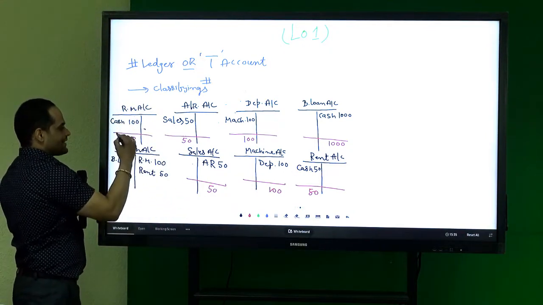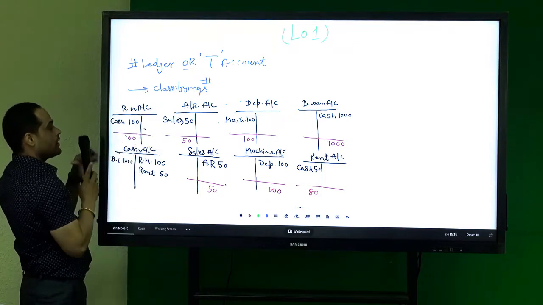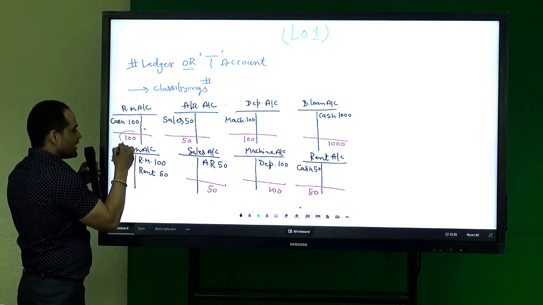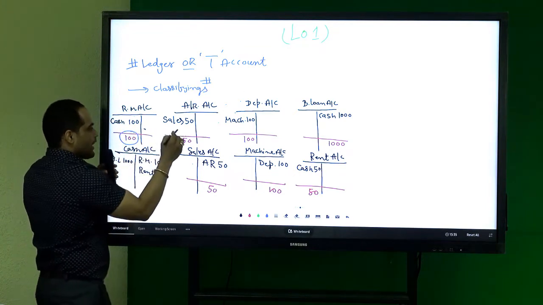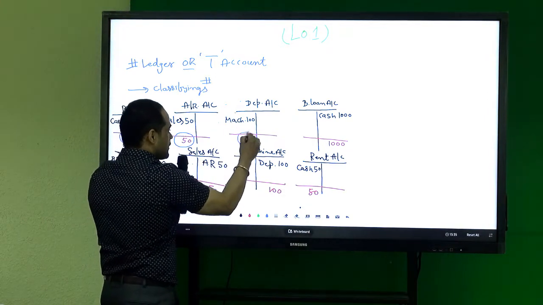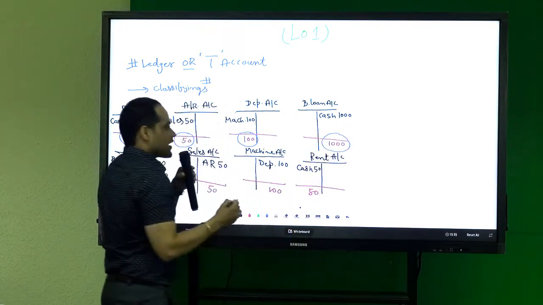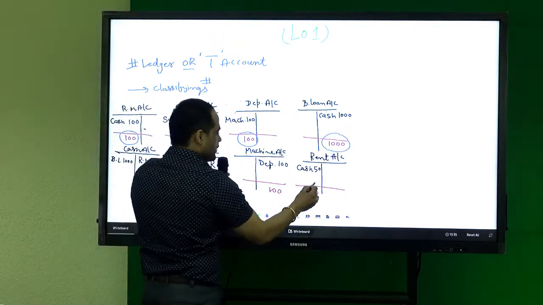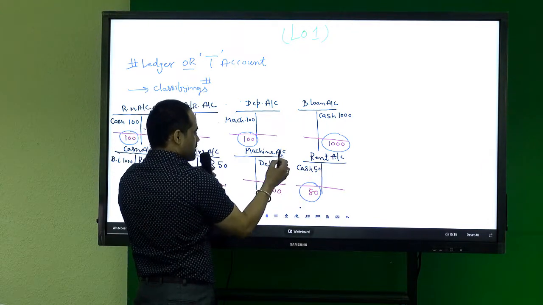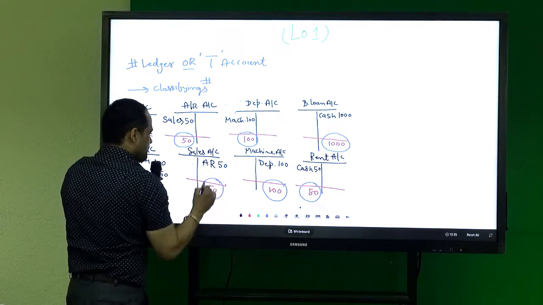Raw material has a debit side, remember, this side debit, this side credit. Left debit, right credit. So raw material has a debit balance. Accounts receivable has a debit balance. Depreciation account has a debit balance. Bank loan account has a credit balance. Cash has a debit balance. Rent has a debit balance. Machine has a credit balance. Sales has a credit balance.